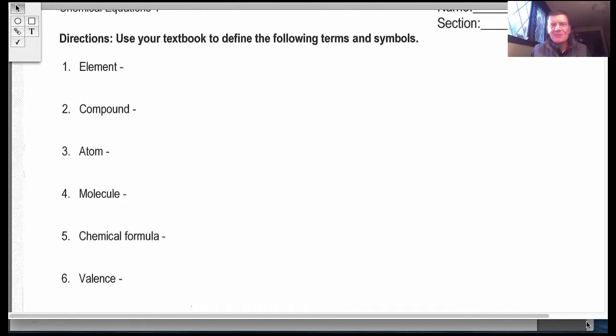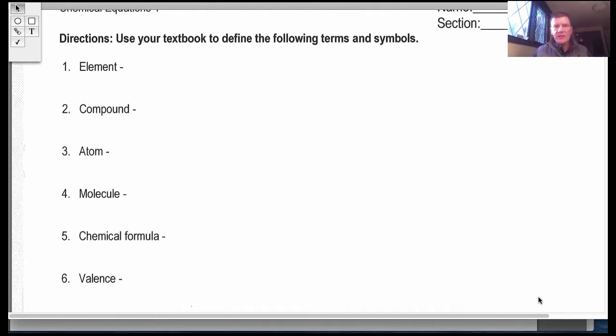All right, hello chemistry class. Today we are doing a lab on chemical equations. And this is going to be a great lab not only to witness chemical equations or chemical reactions and then to talk about the chemical equations that go with those reactions, but it's just a nice review of a lot of concepts we've been talking about. So let's dive right in.